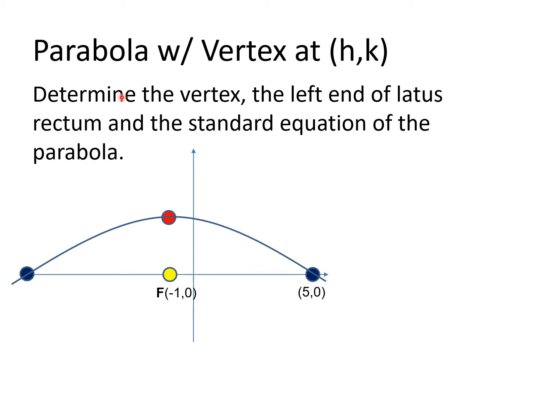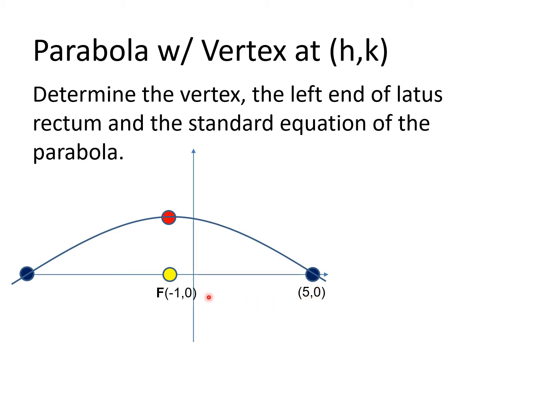So, if we're going to determine the vertex, we should know the distance between the focus and the vertex. However, wala tayong clue para makuha natin yung coordinates ni vertex, which is equal to A. But, we have the coordinates of the focus and the right endpoint of the latus rectum. And we know that the distance between these 2 points is equal to 2A. As you can see, focus is negative 1, 0, and the right endpoint of the latus rectum is 5, 0.